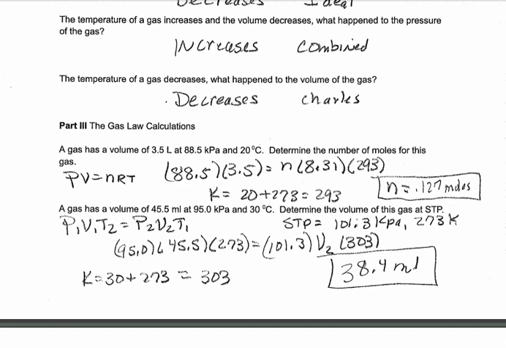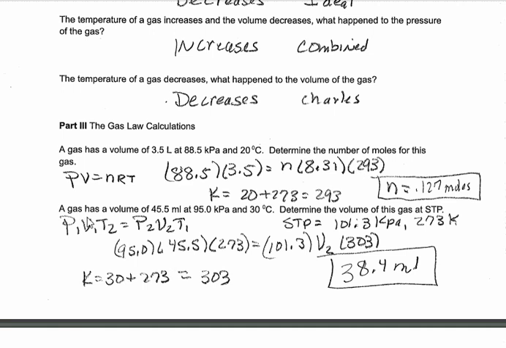So then I put my 88.5 right here for pressure, 3.5 for volume, n is my moles I'm trying to solve for, 8.31 is my gas constant for kilopascals. And of course I convert my temperature into Kelvin and I place it there. And then I just solve for n. I'm going to take 88.5 times 3.5 divided by the combination of 8.31 times 293.